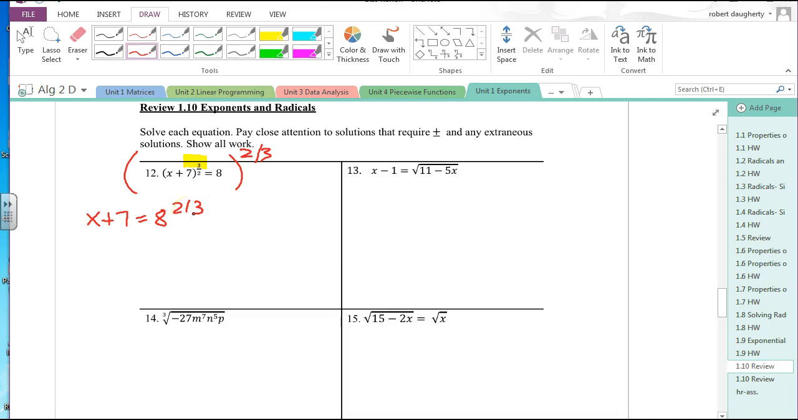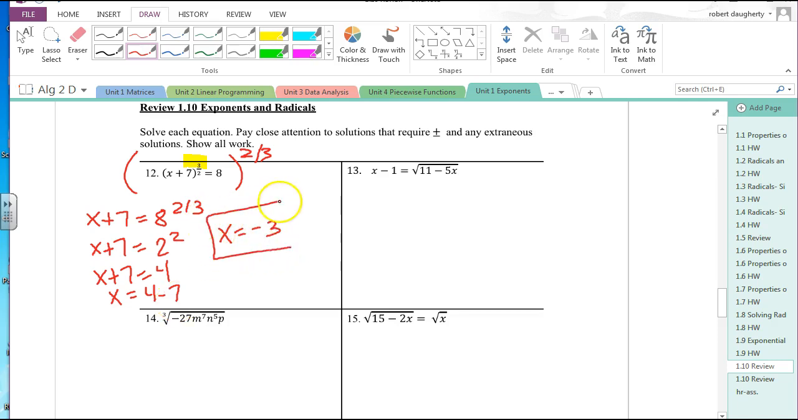That means cube root of 8 squared. So x plus 7, cube root of 8 is 2. So that's 2 squared. X plus 7 equal 4. X equal 4 minus 7. Therefore, x is equal to -3. You can check that answer. If I plug a -3 in for x, 7 minus 3 is 4. 4 to the 3 halves, that is 8. So this is a correct answer.